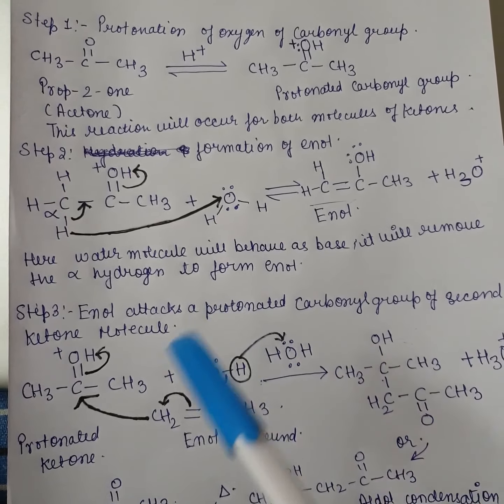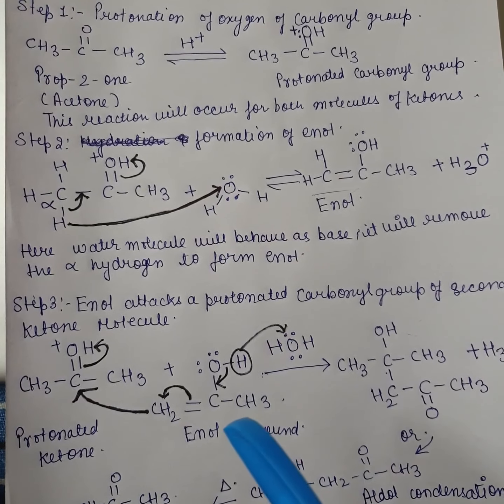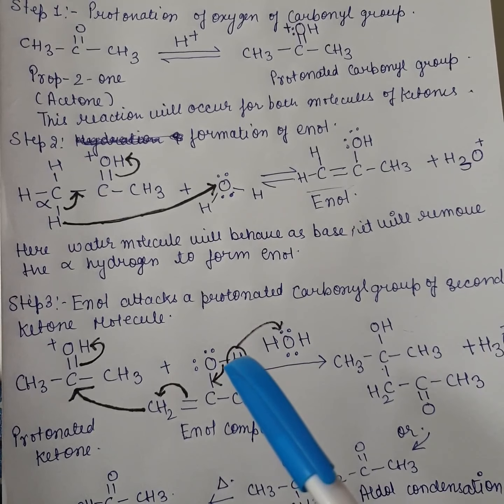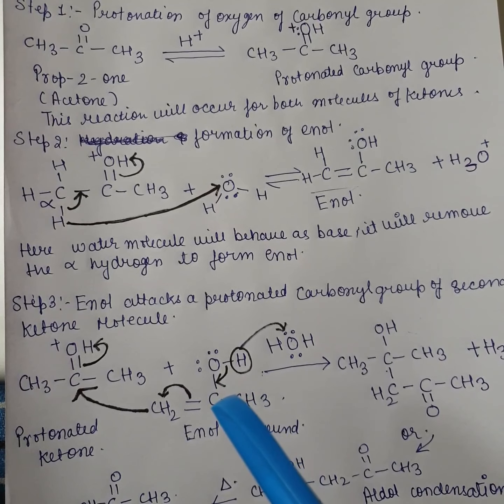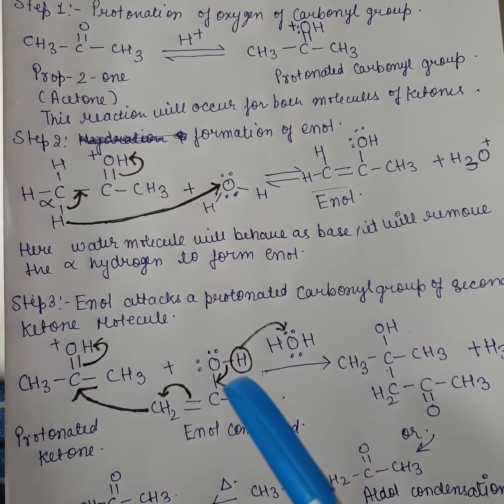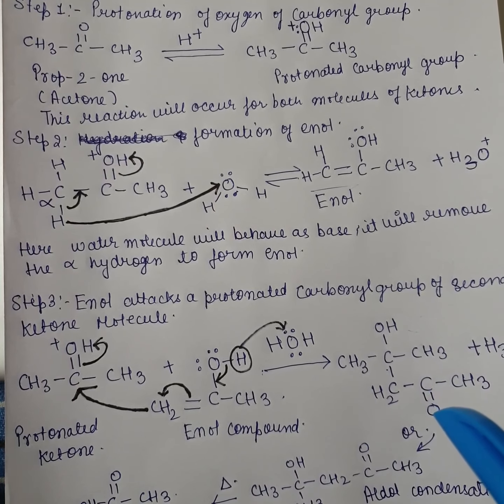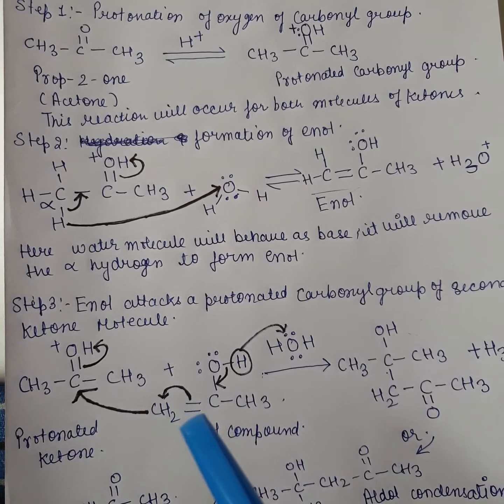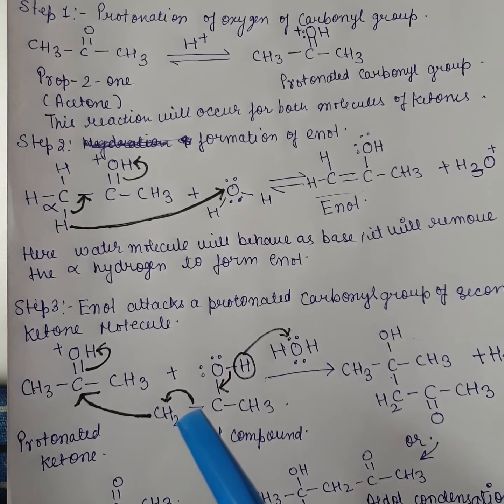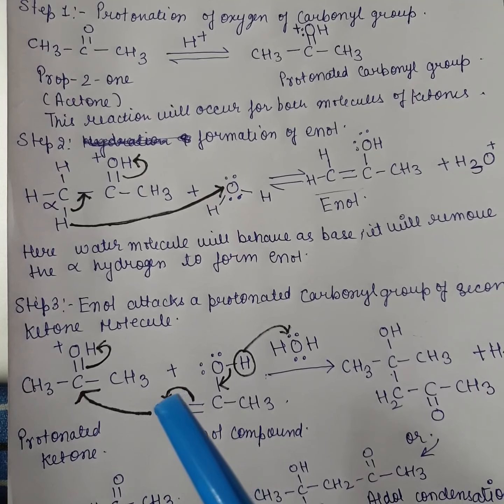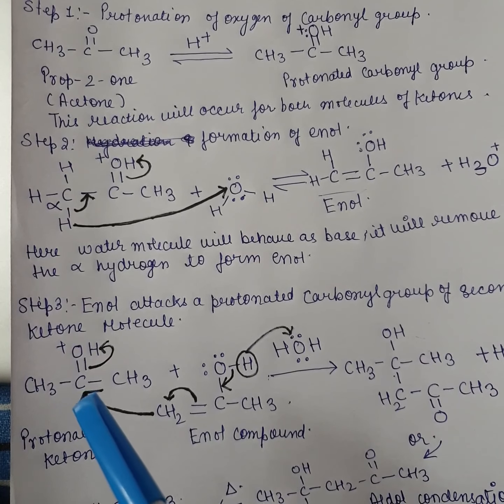So here you can see the protonated ketone and the enol compound react in the presence of water. This water molecule will take one of the protons from the enol compound, and the electrons which are shared by the oxygen and hydrogen will be transferred to the other bond present on this carbon. So there is a formation of a double bond. Whereas on this carbon a double bond is present, this double bond will break and the electrons are utilized by this carbon to form a bond with this protonated ketone molecule.